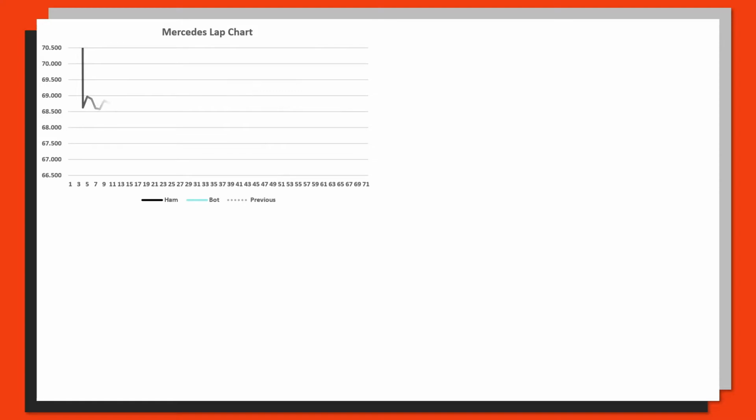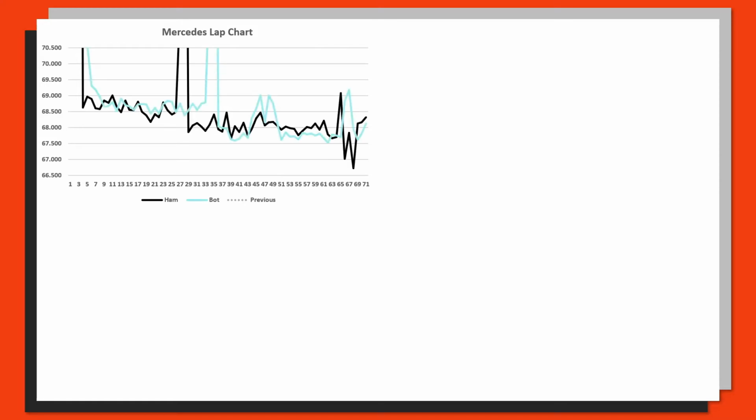However, I have split up all of this data into, once again, teammate battles, and we start with Mercedes, and we pull up the Mercedes lap time chart, and it fills in for Lewis Hamilton first in the black line and Valtteri Bottas in the turquoise line, and we can see that they are very, very even this race. There isn't really a particular point where one car is very much faster than the other.